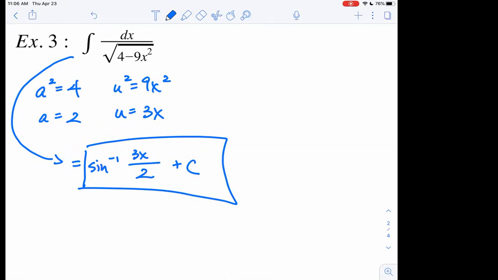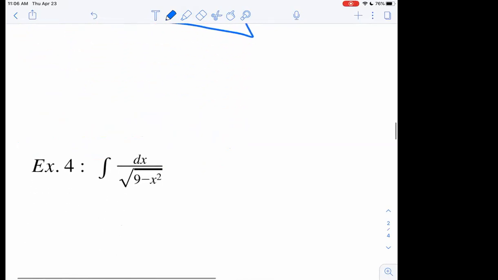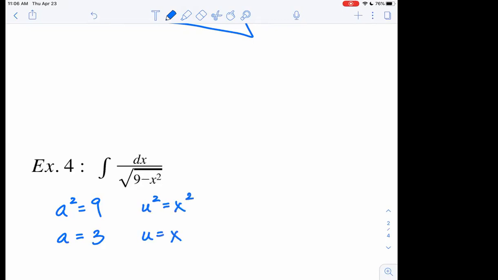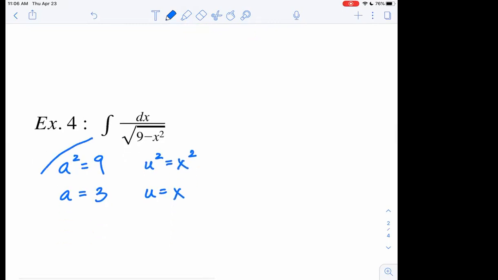Okay. Now let's check over example 4 here. My a squared is going to be 9. That makes my a equal to 3. And my u squared is just x squared. And then that makes my u equal to x. And so based off of the square root on the bottom and an a squared minus u squared, I know it's going to be arc sine. And it's arc sine of u over a, and then plus c.